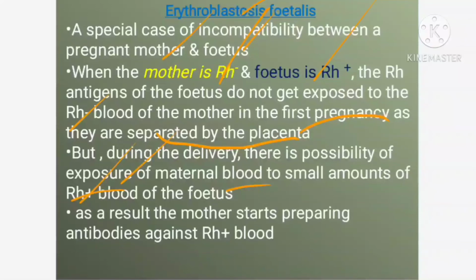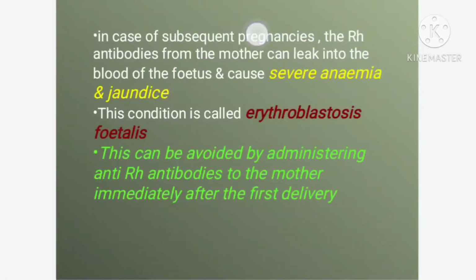Okay. So, the maternal blood and the Rh positive blood of the fetus are coming in contact. The mother starts to prepare what? Antibodies against the Rh blood group. Okay. Now, in a subsequent pregnancy, meaning the next time she is getting pregnant again, the Rh antibodies from the mother can leak into the blood of the fetus.